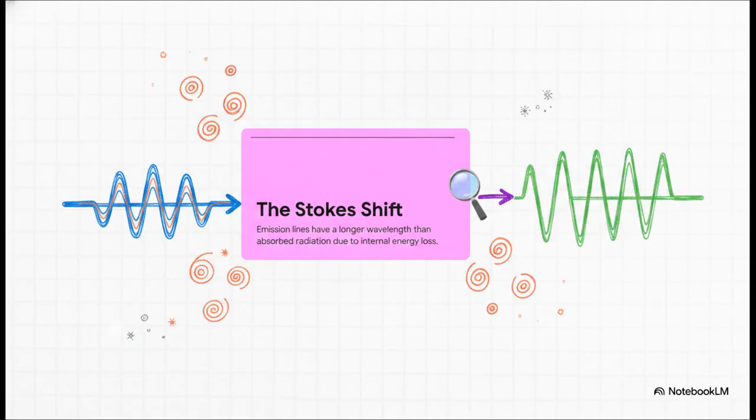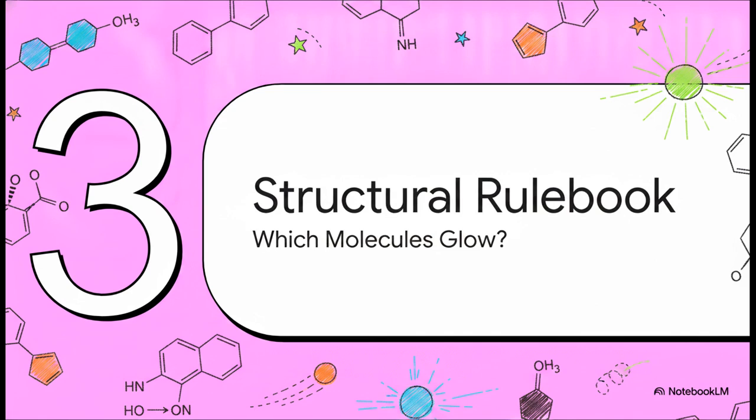Now, remember that second step we just talked about where some energy is lost as vibrational heat? Because of that, the light that finally gets emitted always has lower energy than the light that initially went in. And in physics, lower energy means a longer wavelength. This visible gap between the absorbed light and the emitted light is known as the Stokes shift. You can think of it like a cosmic tax. A little bit of energy just naturally jiggles away into the environment as heat before the actual glow can even happen. Section 3. The structural rulebook.